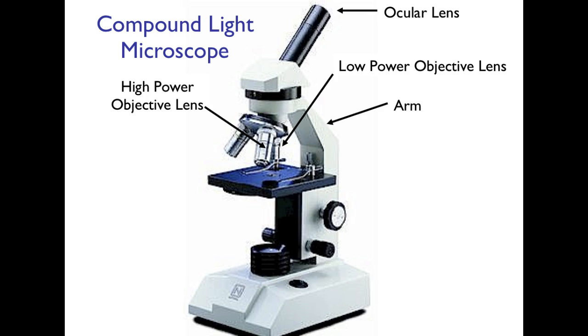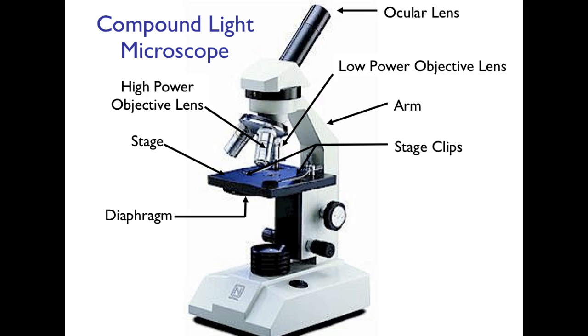All these lenses are supported and held up over the object that you're looking at by the arm of the microscope. The specimen that you're observing gets placed on the stage and is held in place by stage clips. Underneath the stage is a diaphragm. There are 2 types of diaphragms. One is called a disc diaphragm, a circular piece of plastic with different sized holes cut in it. The other is called an iris diaphragm, which has a lever on it. Regardless of what type of diaphragm it is, it's intended to control the amount of light that is shining through the specimen, so you can make the light brighter or dimmer depending on your needs.